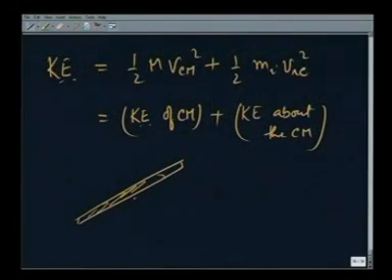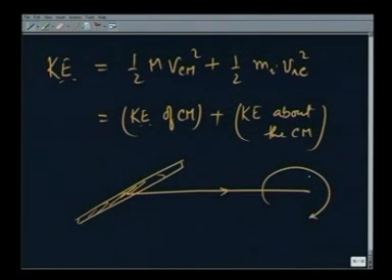Suppose I throw this, so that the center of mass is moving in one direction if it is force free motion, but the rod is rotating. The next time its orientation could be this. Then I could write its kinetic energy as the kinetic energy of its center of mass plus the rotational kinetic energy about the center of mass. We will be making use of this again in discussing rotational dynamics.